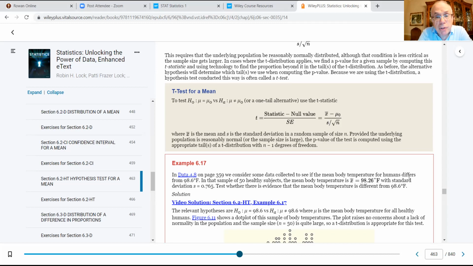So let me stop sharing this for a minute. I want to show you the 6 steps of doing a hypothesis test for a mean. Just give me a second here. Let me just highlight this, and hopefully I'll be able to see it when I share. Yeah, here it is. This particular PDF will be posted.